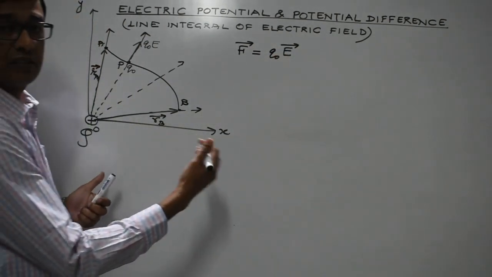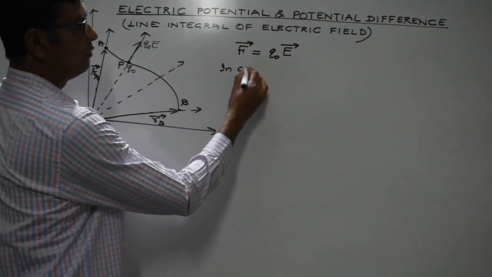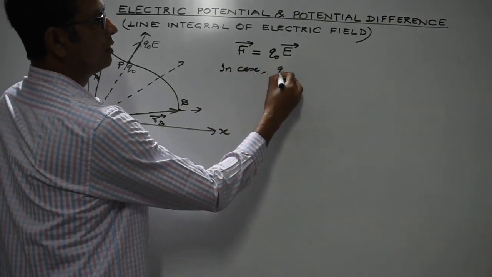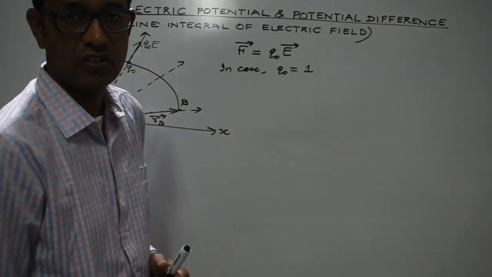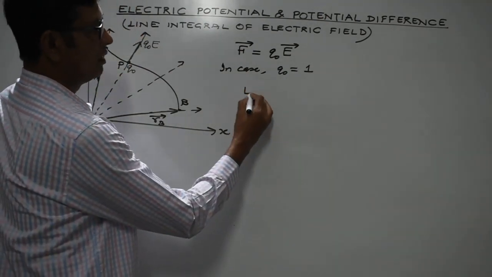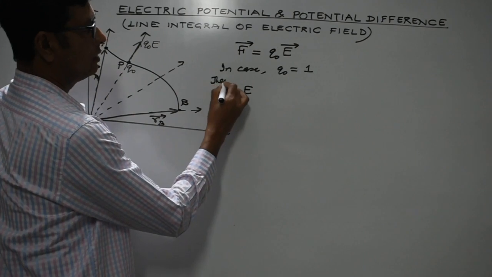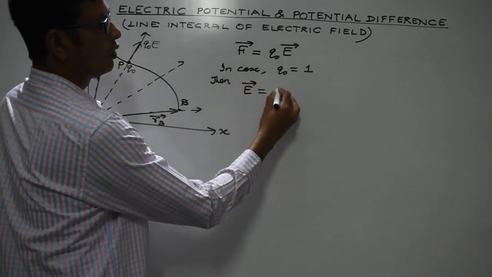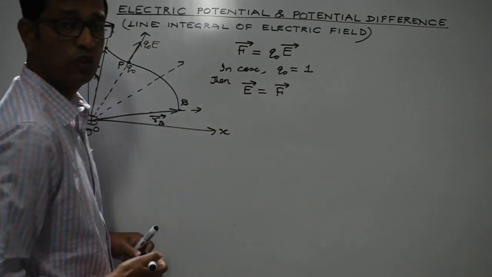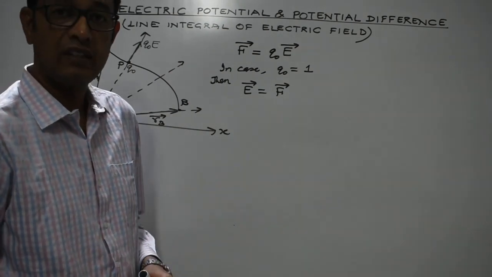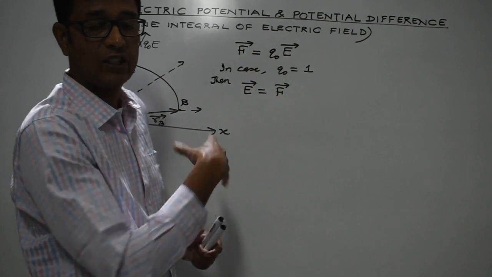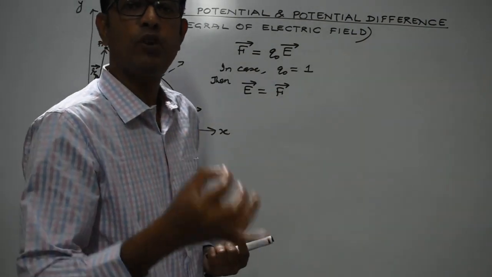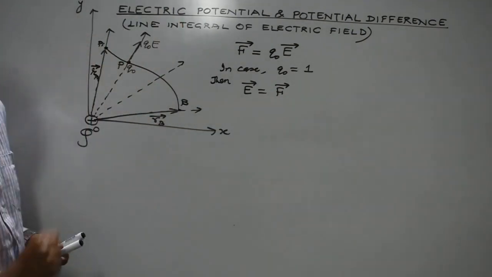Now, in case we consider the test charge to be a unit positive test charge, then the E vector would be equal to the F vector. So, theoretically, we can say that electric field is numerically equal to the electric force experienced by a unit positive test charge placed at point P.